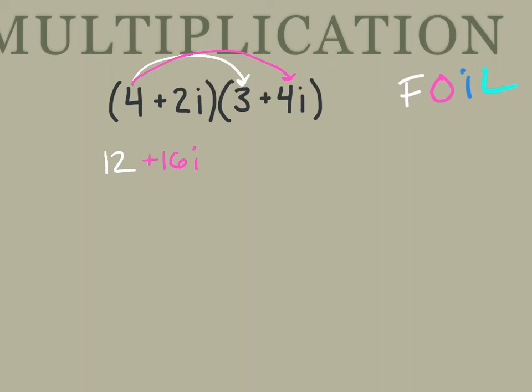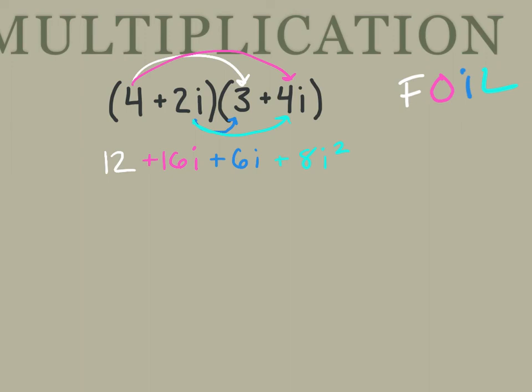Next we multiply the inside terms. So what are our inside terms? 2i and 3. What's 2i times 3? 6i. And then we multiply our last terms. Which ones are our last terms? 2i and 4i. So what's 2i times 4i? Awesome. 8i squared.